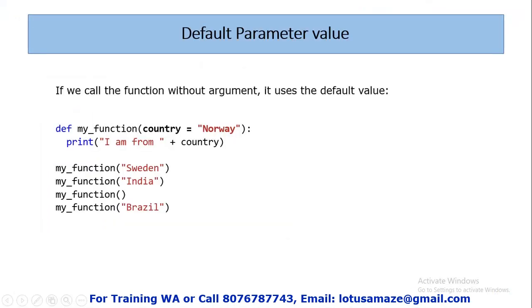Next is default parameter value. Default parameter value means if we call the function without passing any argument, it uses the default value. For example, while declaring def my function, I have written country equal Norway. So Norway is the default value. If while calling I am not passing any value, it will automatically take country as Norway. If I pass Sweden, it will take Sweden; India, then it will take India. But if it is blank, it will take its default value Norway, and it will be passed in the statement here. So such parameters are called default parameters.